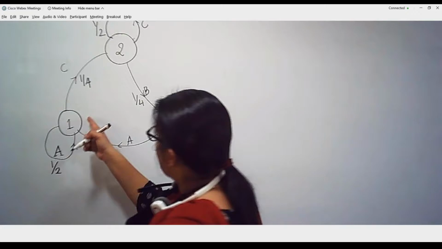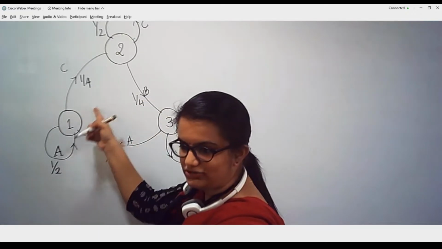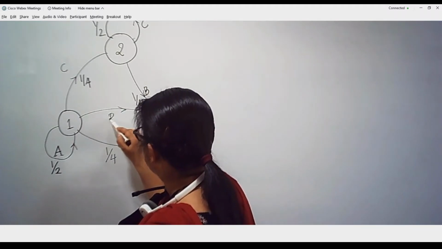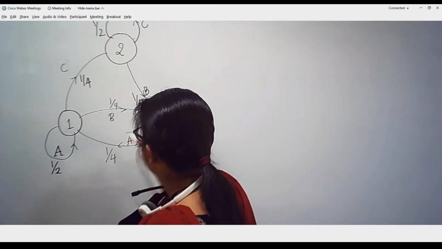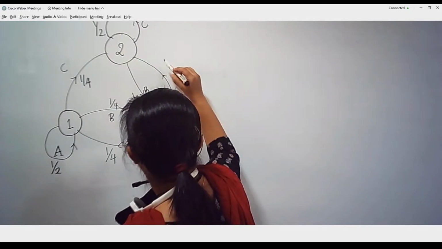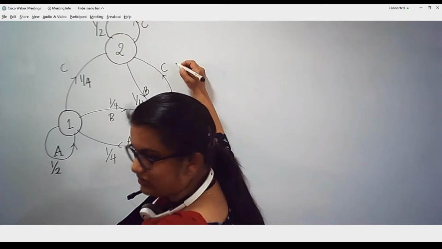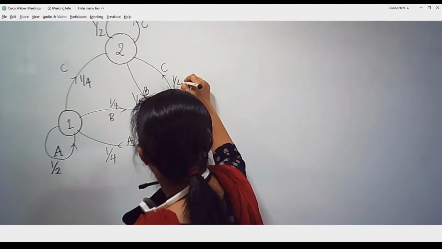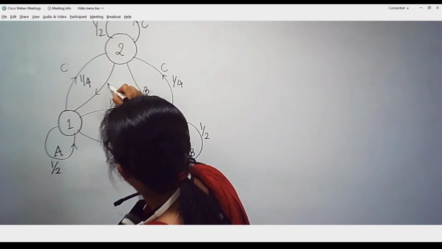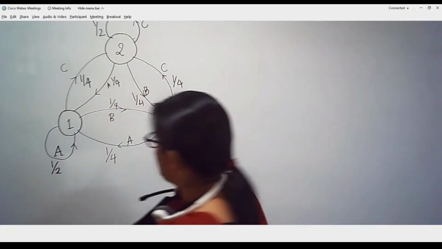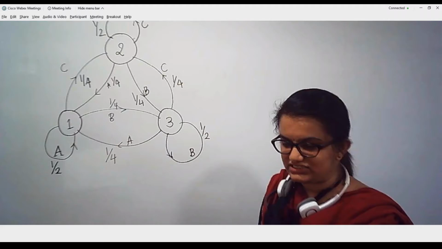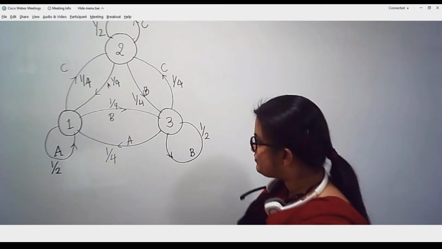Again, I can go in the reverse order. From 1 to 3 I can move. This is going to generate an alphabet B with the probability 1/4. I can move from 3 to 2, generating an alphabet C with probability 1/4. I can move from 2 to 1, generating an alphabet A with the probability 1/4. So this is the Markov statistical model that is given to me.